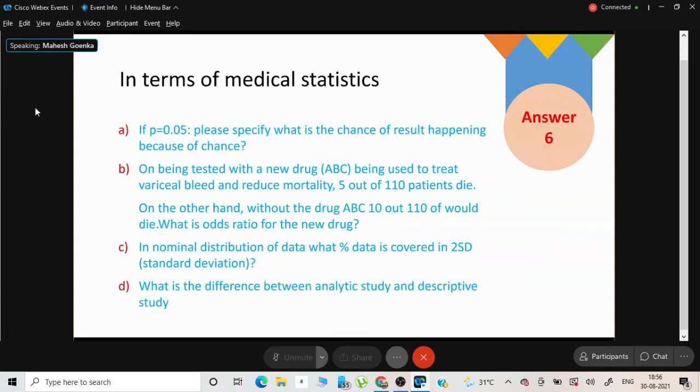In terms of medical statistics, I have seen in most of the OSCE exams, whether they are gastroenterology or any other specialty, there's usually one question on medical statistics. So if P is equal to 0.05, this study has a chance of 5 in 100, or 1 in 20, of being wrong. That means the results may be just because of chance. Now, the second one is a little difficult question.